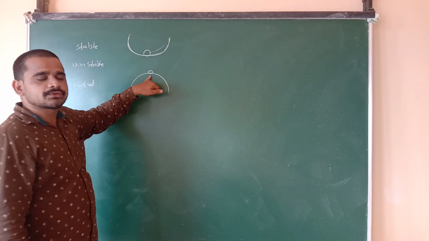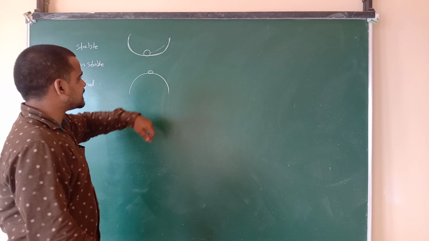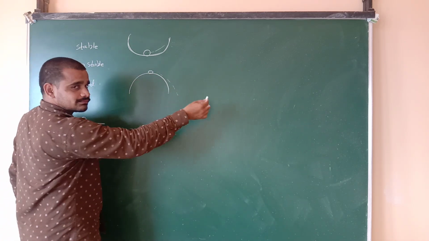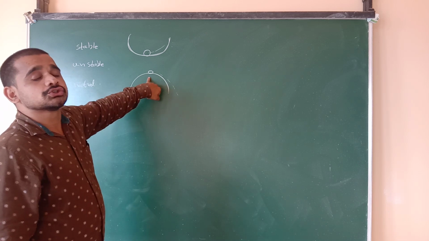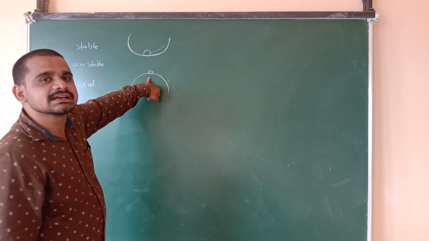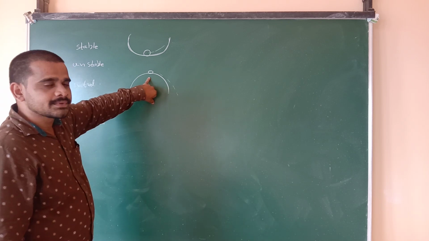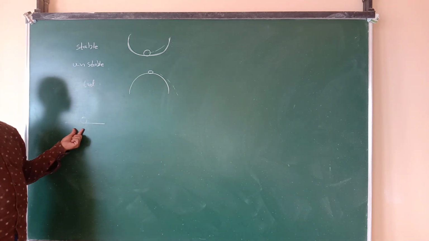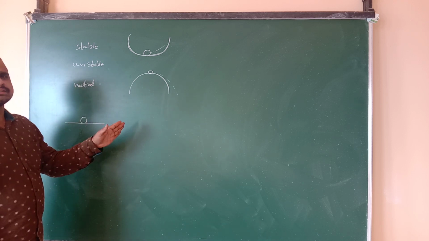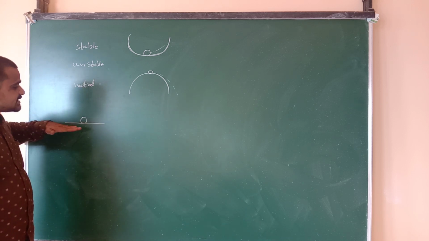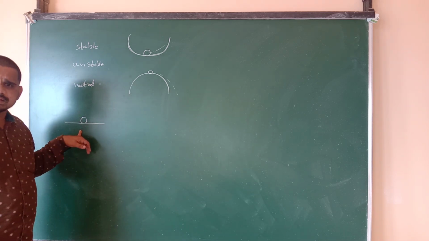What about this one? The sphere is displaced like this. Tell me what happens. When you displace it, this sphere falls down. It will never come back here. So this is called unstable equilibrium. What about this? This is neutral equilibrium. If you displace it, it will lie in the same position only. There is no chance of coming back.